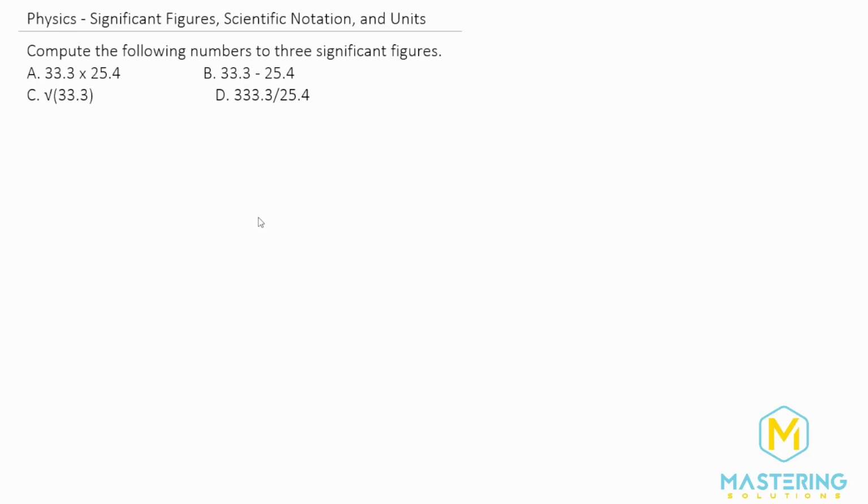Welcome to Mastering Solutions. In this significant figures problem, they want us to practice the rules for calculating significant figures when we're doing calculations. So first, before we get into this, let's write the rules down again for the significant figures. Anytime you multiply, divide, or do a square root, you match the same number of significant figures for the least significant figures number.